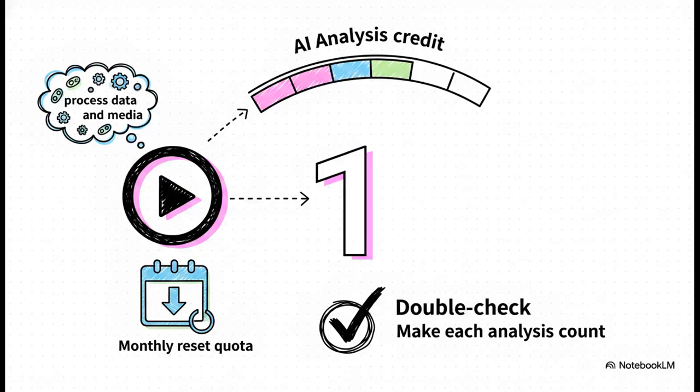making it super easy to reference later on. But listen, I need you to keep this specific number in mind. 1. Clicking that Run Analysis button consumes exactly 1 monthly AI analysis credit from your plant's allotted quota. And since those quotas reset on a monthly basis, you really want to double-check that your process data and your media are absolutely perfect before you hit that Run button. Make every single analysis count.